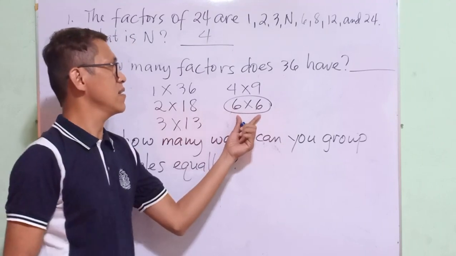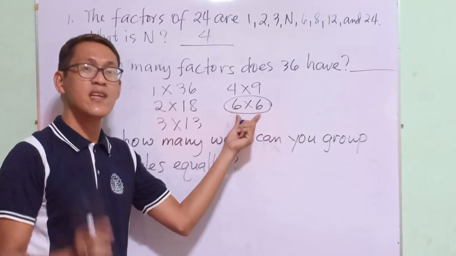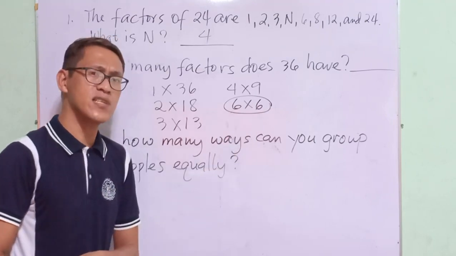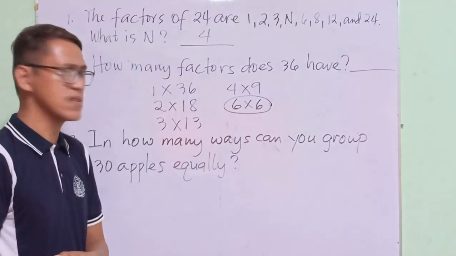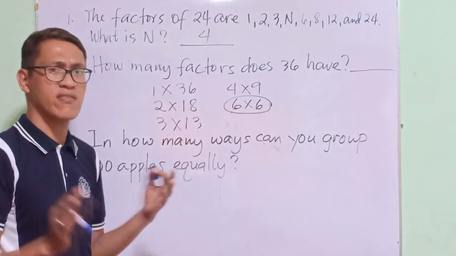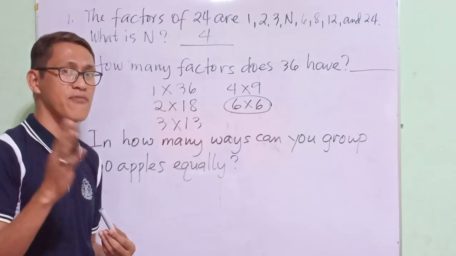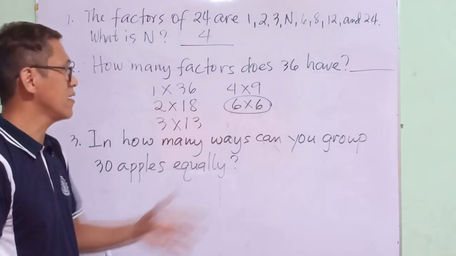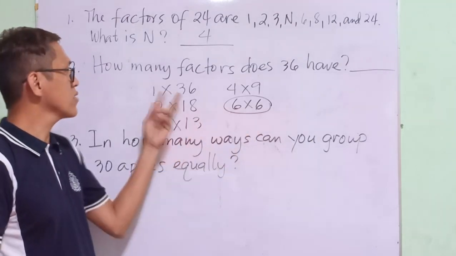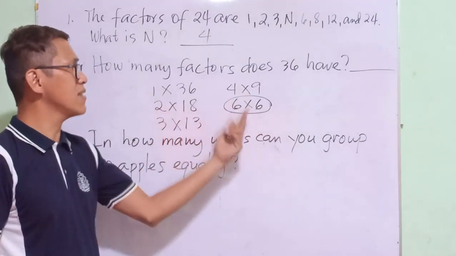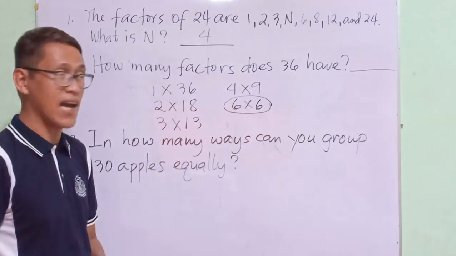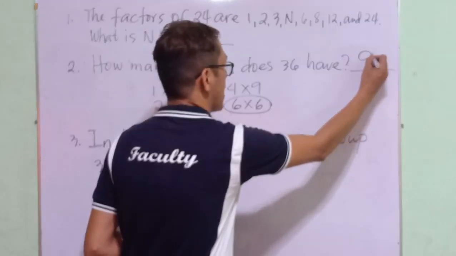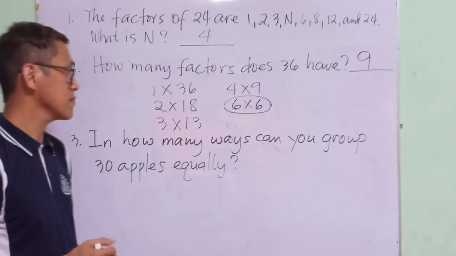Again, if the two factors are just the same, we just count them as one factor. Next, after 6, 7. Cannot. 8, 9, 10. I think there are no other factors other than these, right? Okay, so let's count how many factors there are. Again, you count this as 1. So you have 2, 4, 6, 8 plus 1. That's 9. So meaning 36 has 9 factors. So the answer is 9.